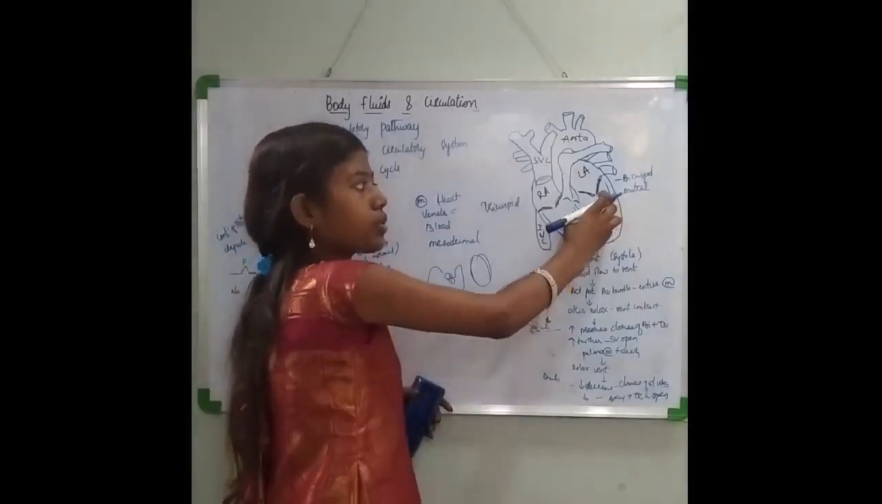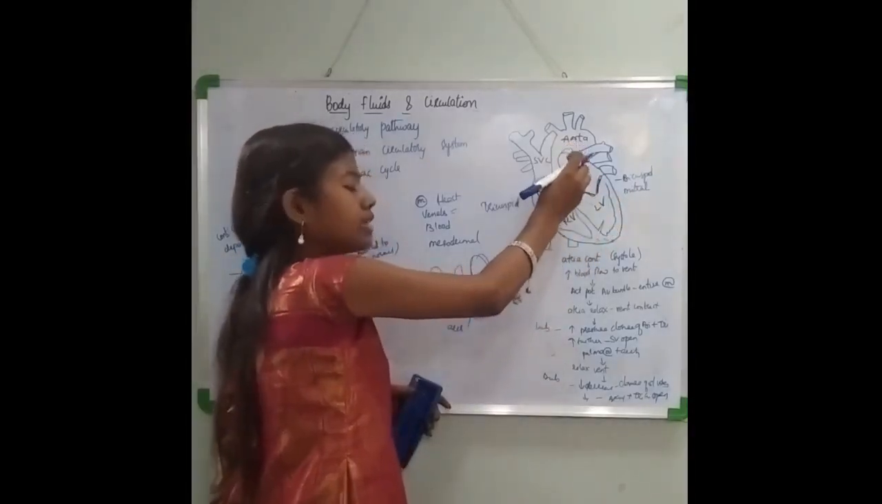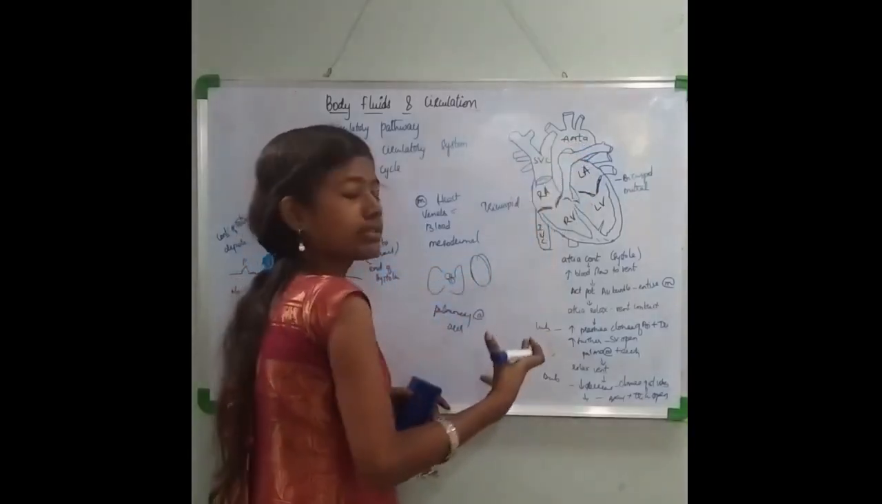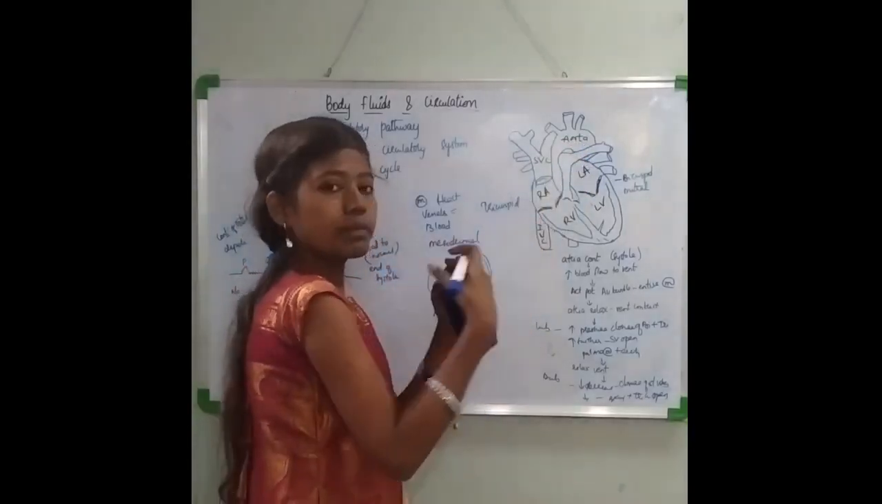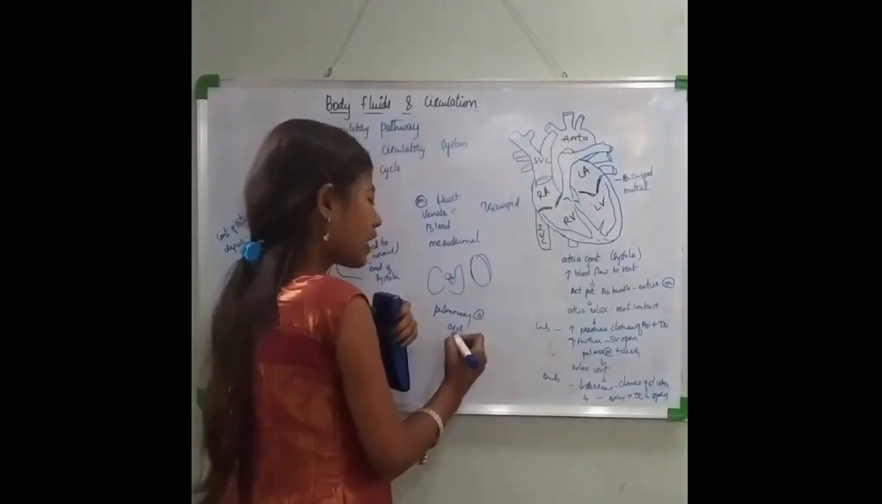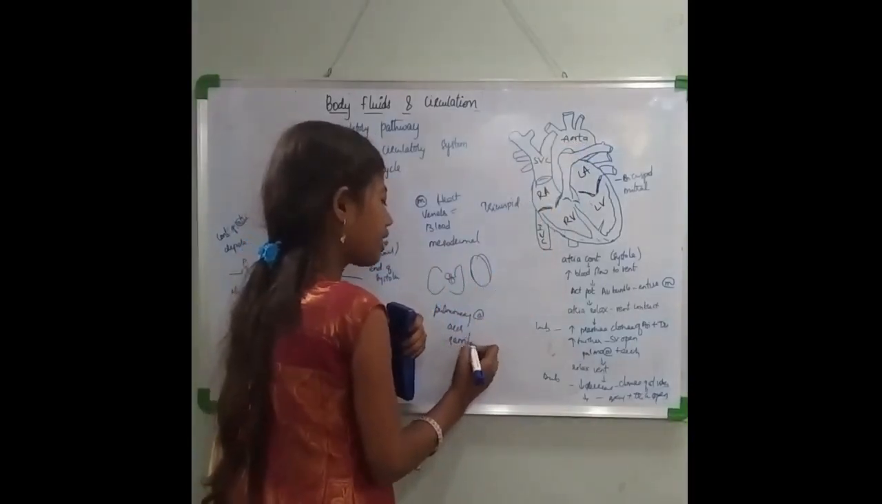Now these ventricles open into the pulmonary artery and the arch of aorta. So it has to open, which means there has to be a valve. So that valve is referred to as the semilunar valve.